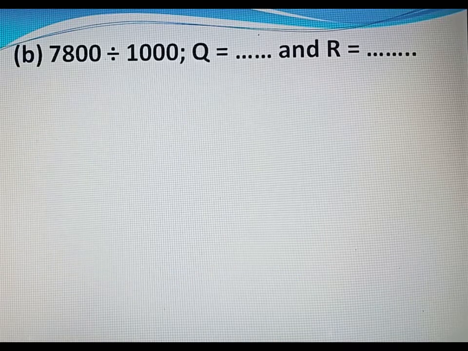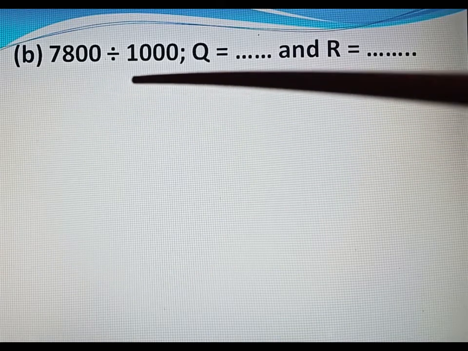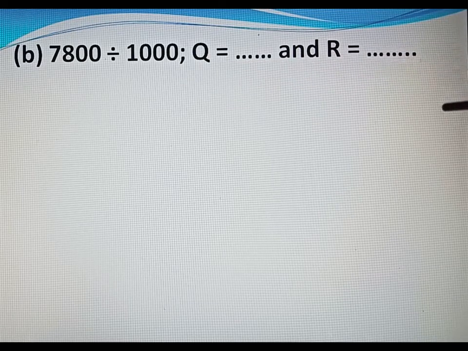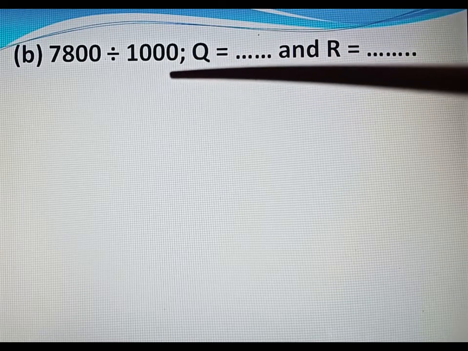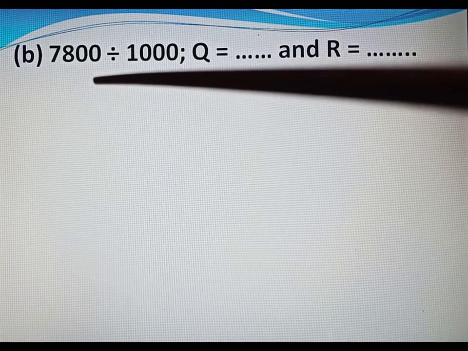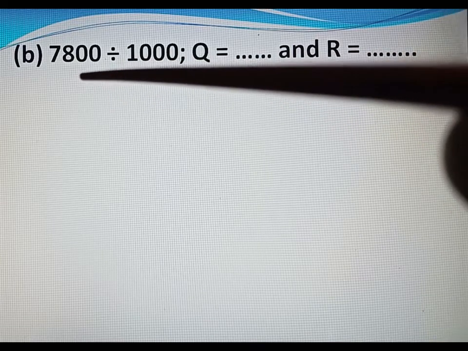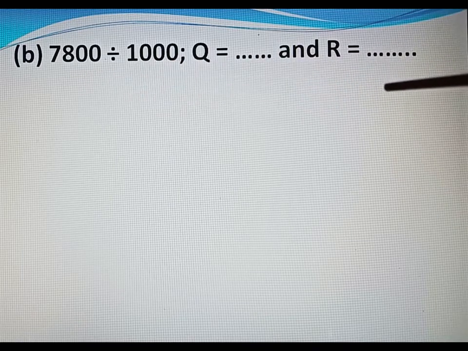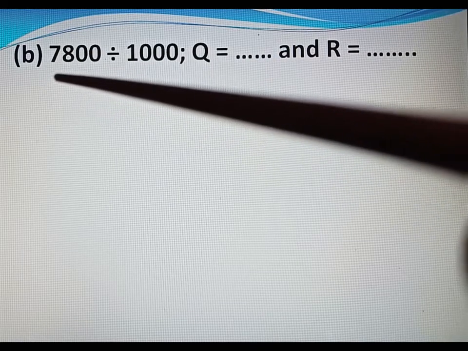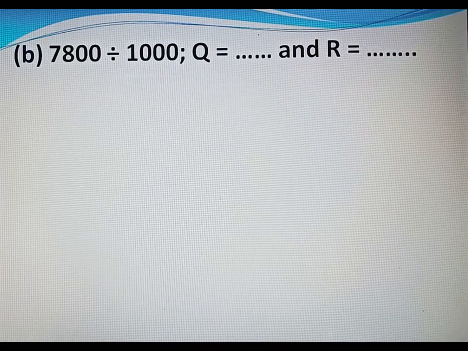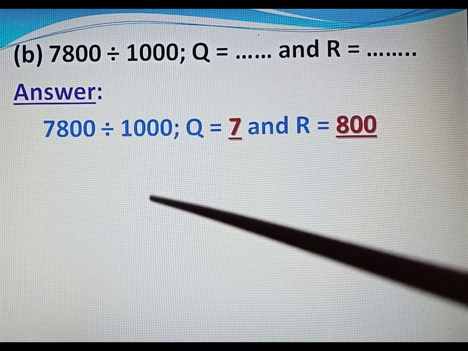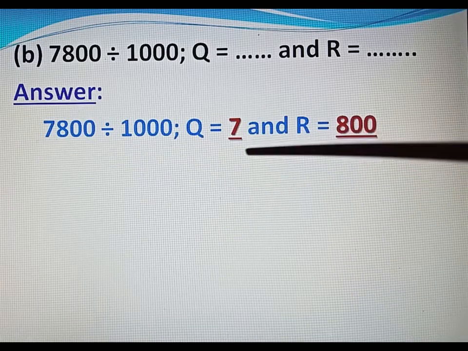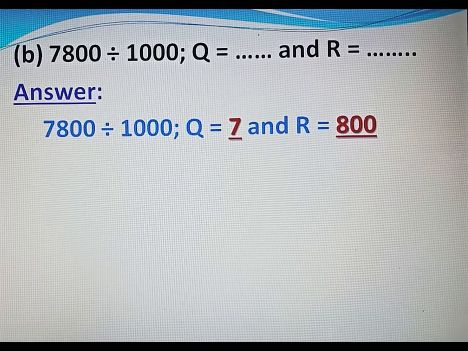B part, 7800 divided by 1000, quotient equals dash and remainder equals dash. See, 1000 is the divisor, the number formed by the last three digits in the dividend is 800. So 800 is the remainder, and the number formed by the remaining digit is 7. 7 is the quotient. Answer: 7800 divided by 1000, quotient equals 7 and remainder equals 800.